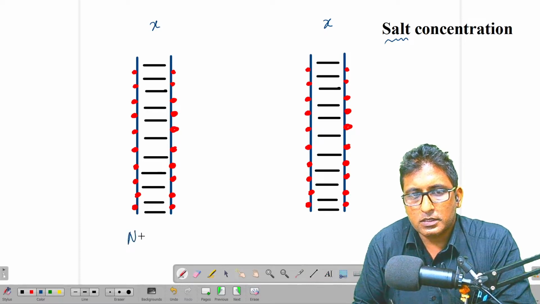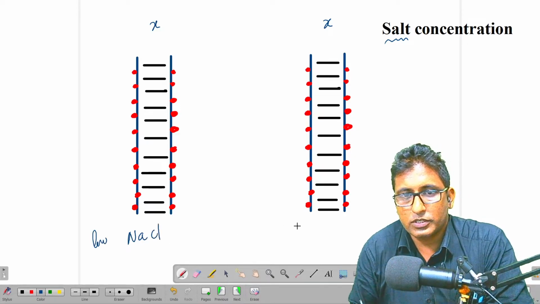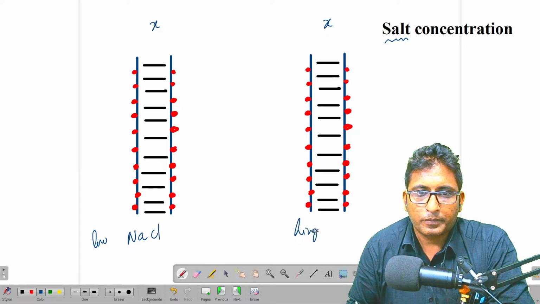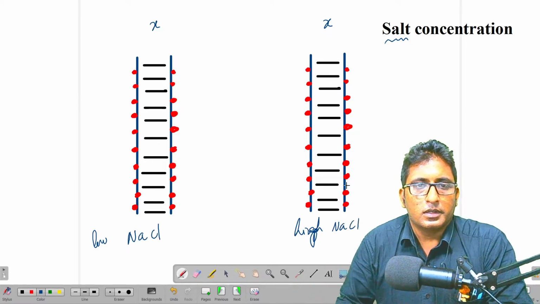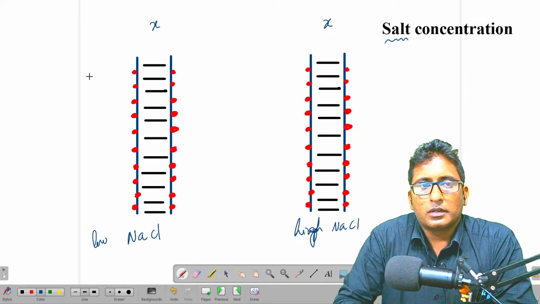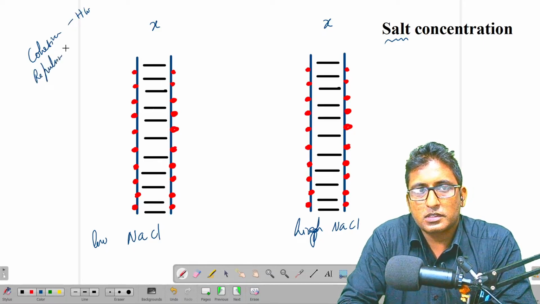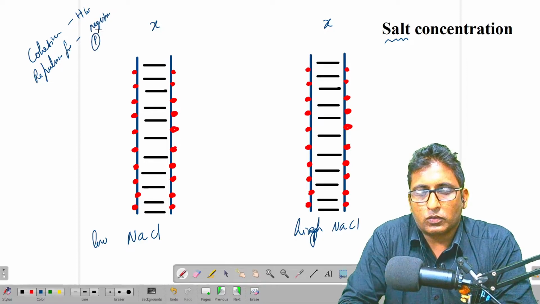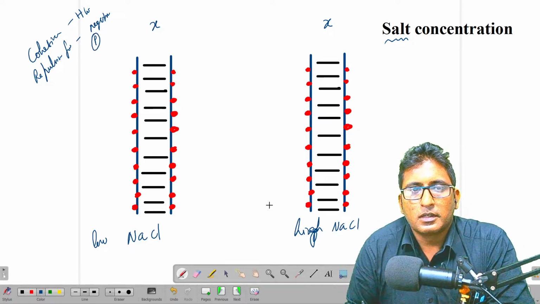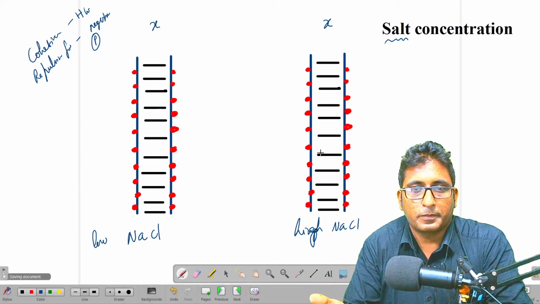Assume that the molecule in this condition is in low NaCl salt concentration, and the other one we'll call high salt concentration in solution. We remember that we have cohesive forces, that is the hydrogen bonds, and we also have repulsive forces, because of the negative charges on the phosphate groups. So the question is, in which case would DNA remain more double-stranded?